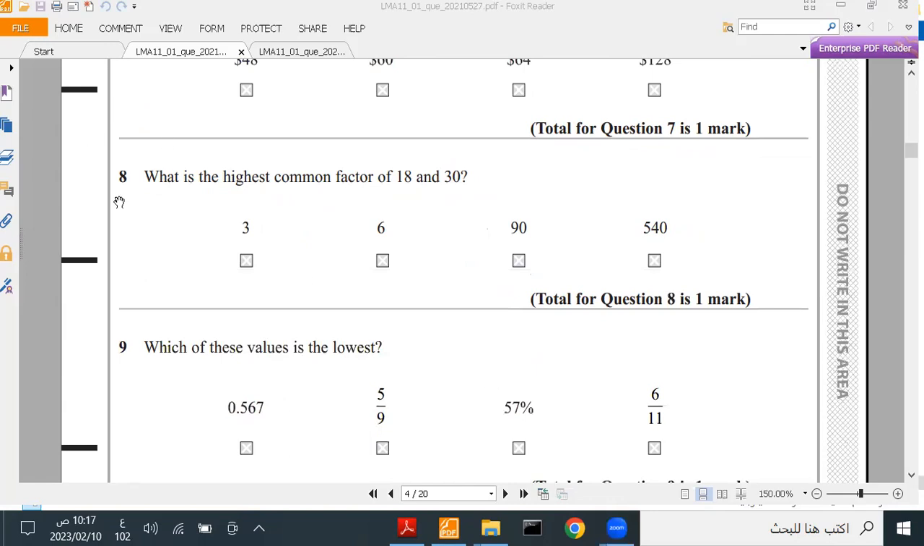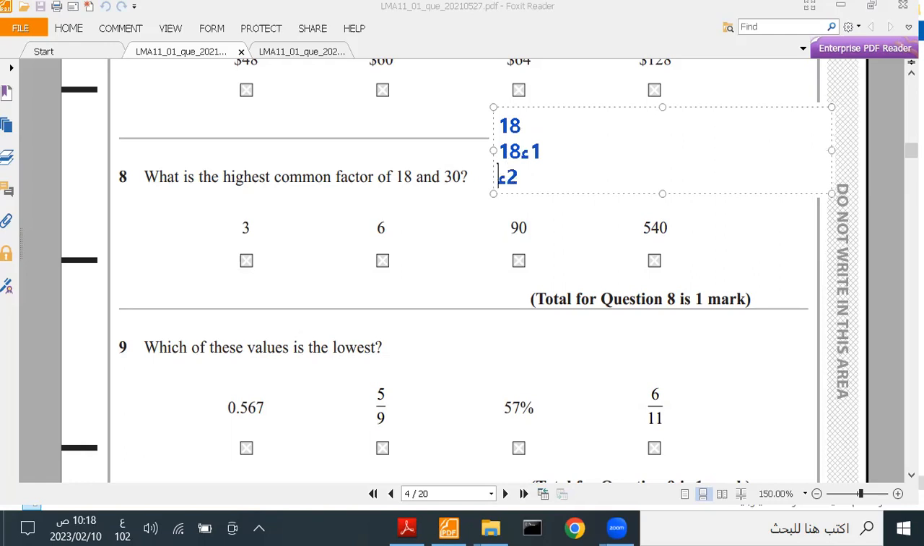Question 8. What is the highest common factor of 18 and 30? I can check by finding the factors. Let's find the factors of 18, one by one. I put 18 here: 1 times 18, 2 times 9, 3 times 6. Sorry, why am I writing in Arabic? I don't know. Okay, let's do this again.